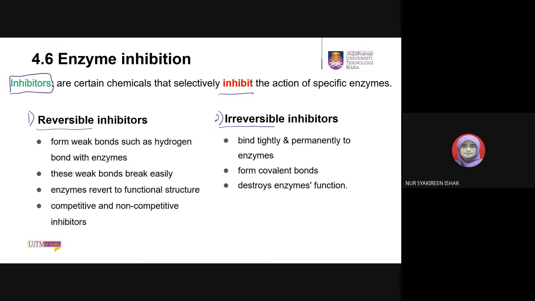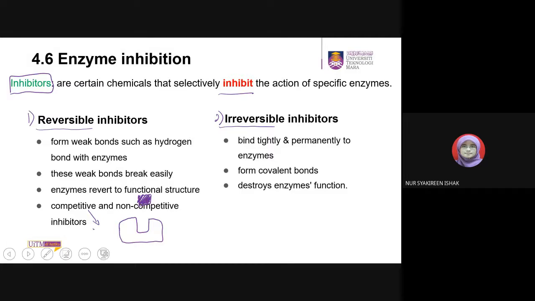Then the enzyme reverts to its functional structure. For reversible inhibitors, there are 2 types: competitive inhibitors and non-competitive inhibitors. Why do we call them competitive inhibitors? Competitive inhibitors bind to the active site of the enzyme. For example, here you have an enzyme, the active site of the enzyme, and here is the substrate for that enzyme.